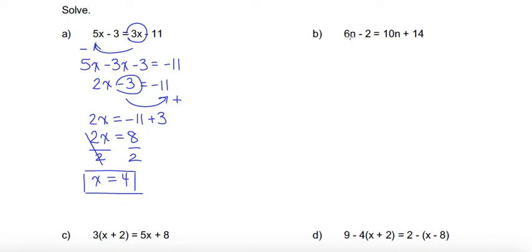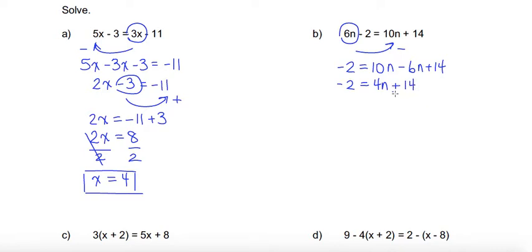So I'm going to start by taking my 6n. Right now it's a positive 6n, so it's being added to the left-hand side. So when I bring it to the right-hand side, I'm going to be subtracting. So I have negative 2 on the left-hand side is equal to 10n take away 6n plus 14. I'm going to simplify what I have on the right-hand side. 10n take away 6n is 4n plus 14.